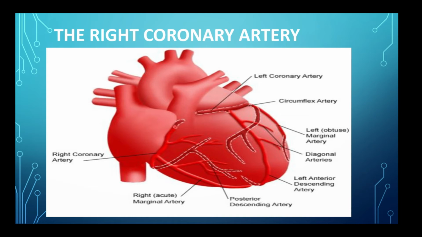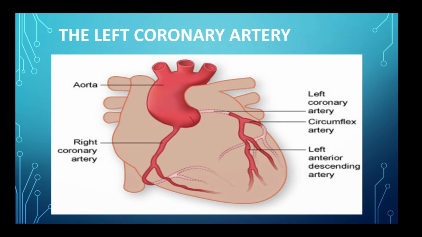Together with the left coronary artery, it helps supply blood to the middle or septum of the heart. So the middle and septum of the heart get blood from the right coronary artery and a portion of the left coronary artery. Then the left coronary artery.